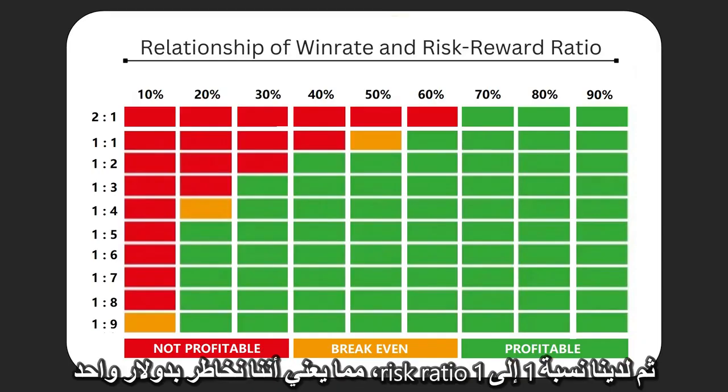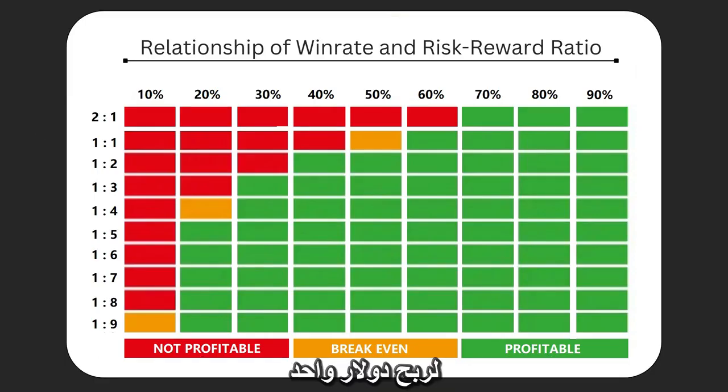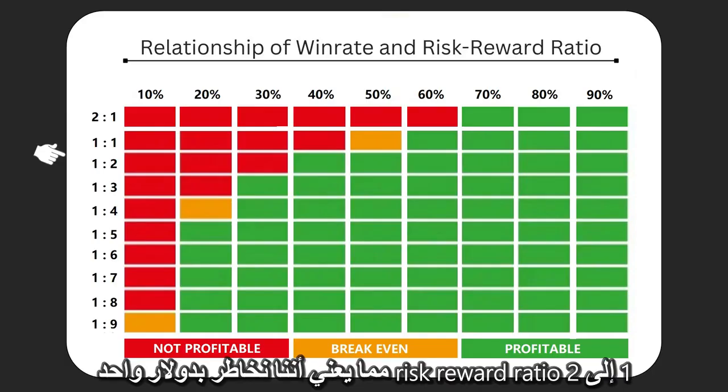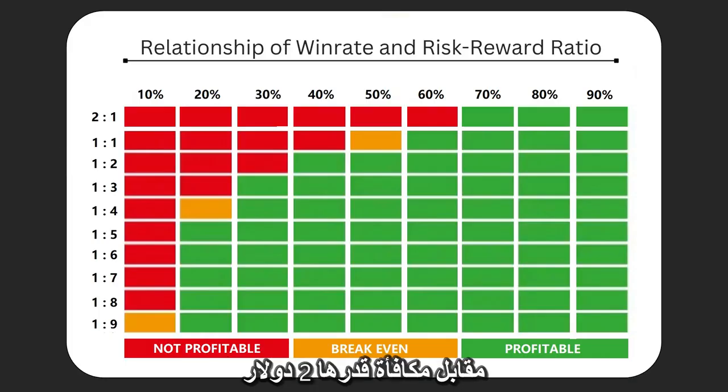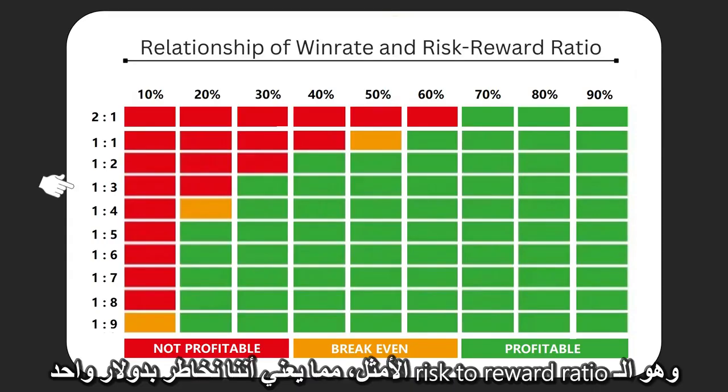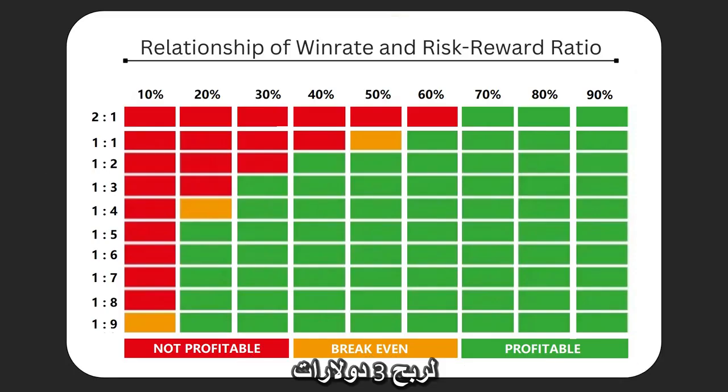Then we've got the 1 to 1 risk reward ratio, which means that we are risking $1 to make $1, right? Which is also a fairly poor risk reward ratio, which you shouldn't be using, right? Then moving on to 1 to 2 risk reward ratio, which means that we are risking $1 for a reward of $2, right? Which is a good and fair risk reward ratio. Next up is 1 to 3 RR, which is the most optimal risk reward ratio, which means that we are risking $1 to make $3, right?